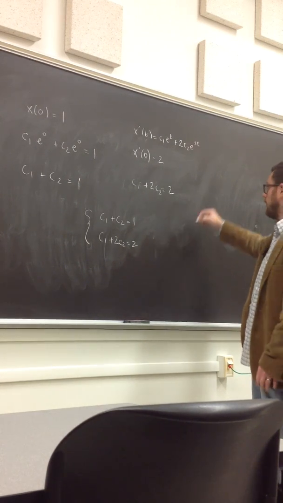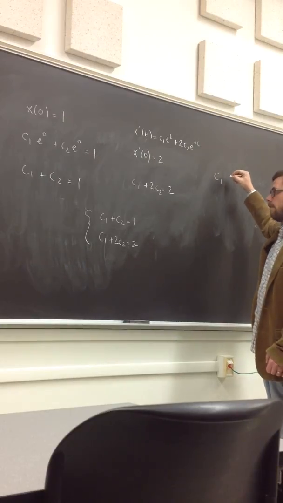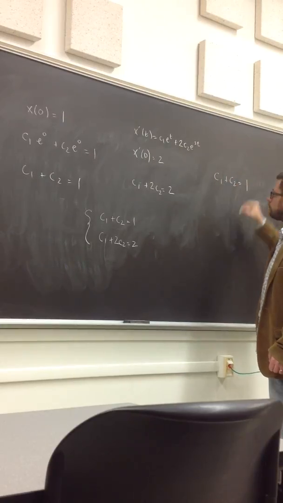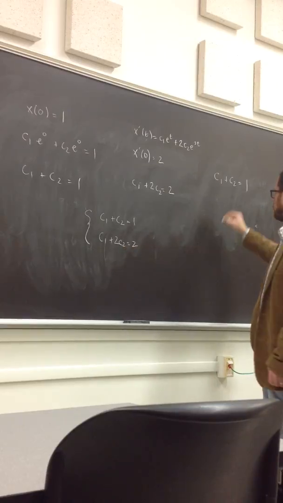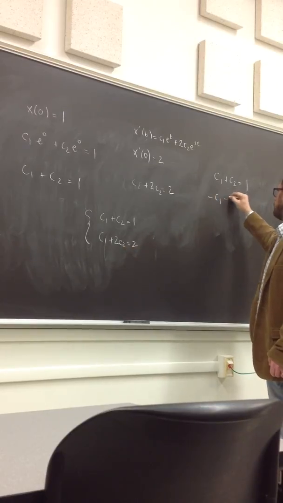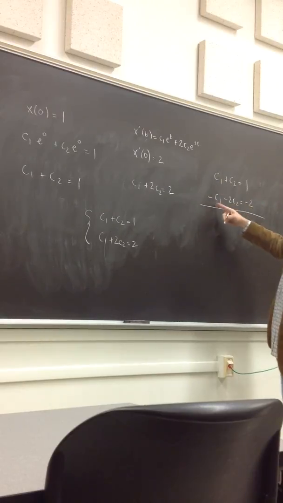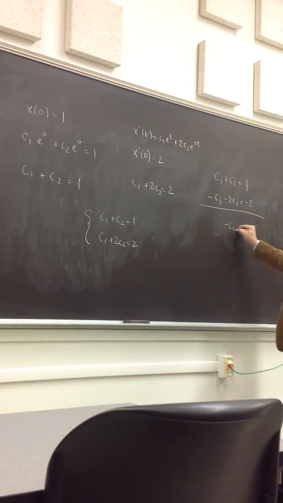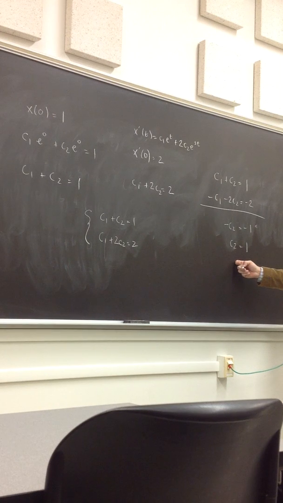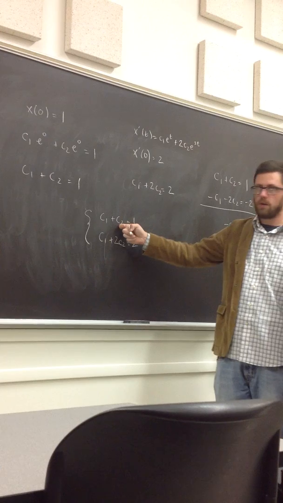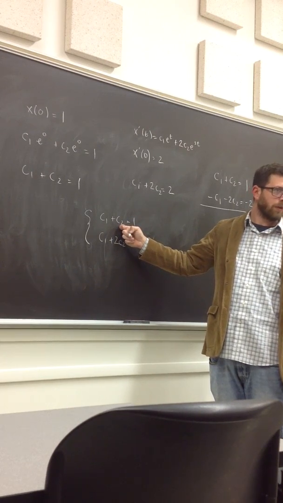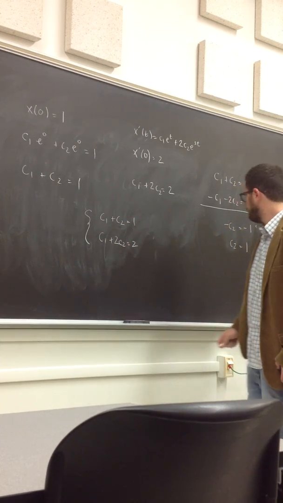So let me use elimination. If I multiply the second equation by -1 and add them, that's minus C2 equals -1, C2 equals 1. Now that I know one of the values, I substitute into either one of the equations. C1 plus 1 equals 1. So C1 equals 0.